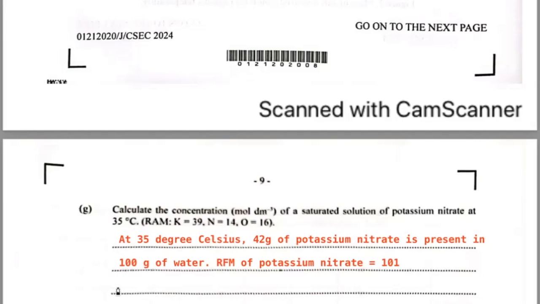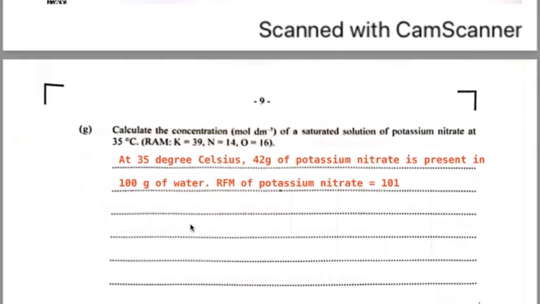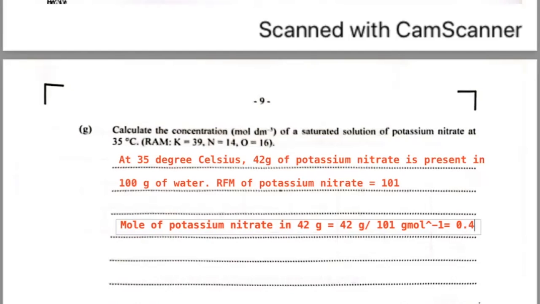So the concentration, all right, let's get it right. So all of 4 marks. So we've done some work already. So we'll tell them that the moles of potassium nitrate in 42 grams is equal to 42 grams divided by 101 grams per mole. All right, so we have that, which is equal to, we said it's 0.42 moles.